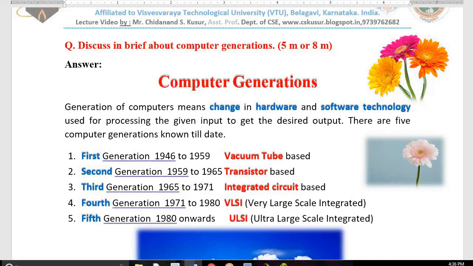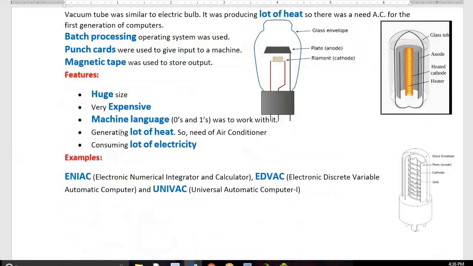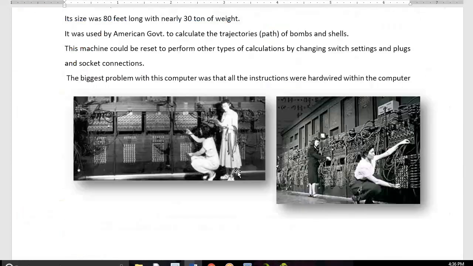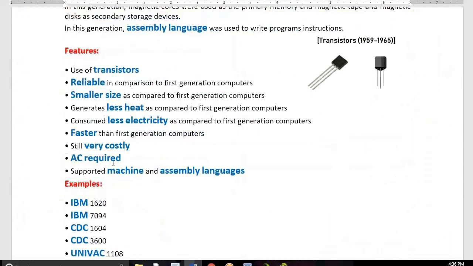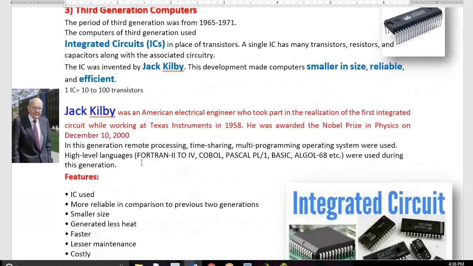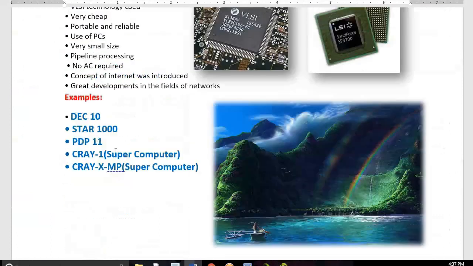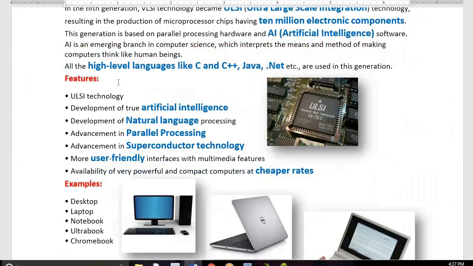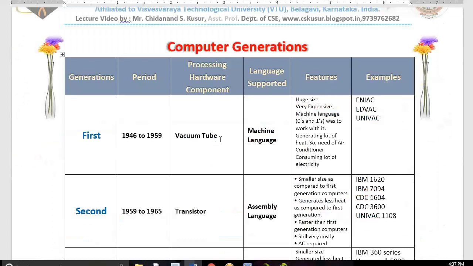In today's lecture video, first I explain to you about the first generation of computers with quality points and their features. Then we look at the examples for the first generation of computers: ENIAC, EDVAC and UNIVAC. Afterwards we discuss the second generation of computers, quality points and their features, and we look at some examples. Then we discuss the third generation with features and examples, the fourth generation with their features and examples, and then the fifth generation of computers with features and examples. At the end, as a consolidated view, I explain computer generations.